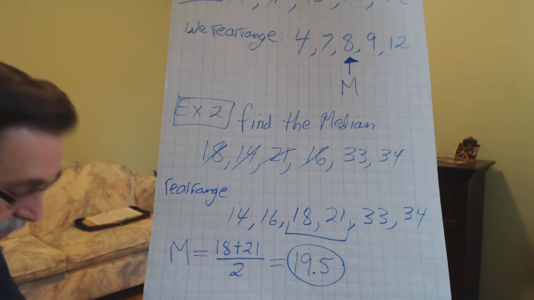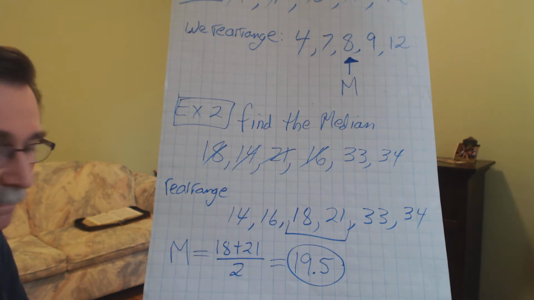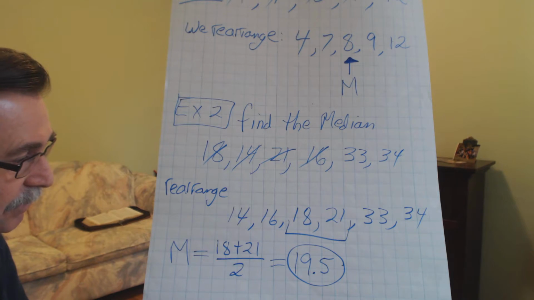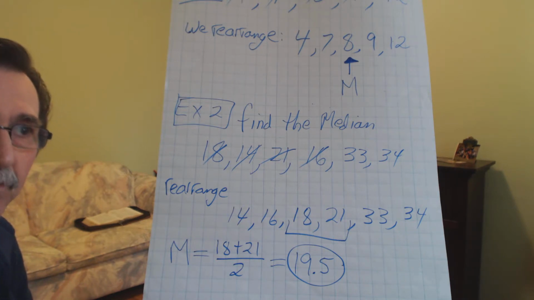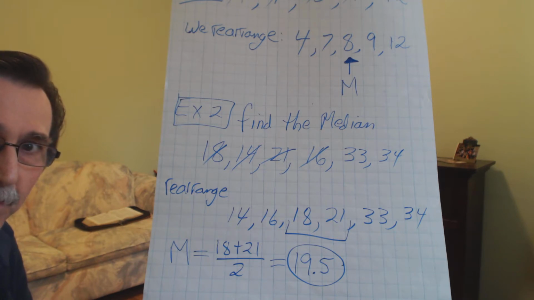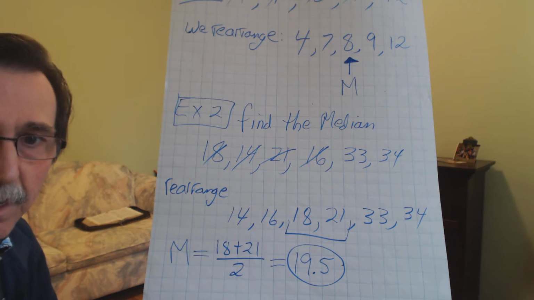Okay, real estate agents use that a lot. They like to use the median because the median represents something to them that they really want to know. They want to know the top half of the house prices and the bottom half of the house prices. That's important to them.